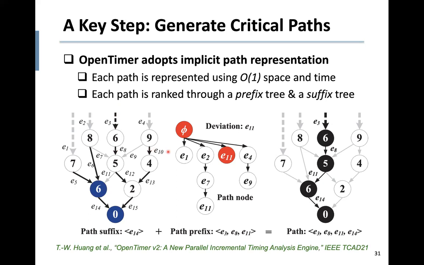More importantly, with this data structure, we can represent each path in just constant space, okay? And that is very, very important for GPU because GPU typically does not have a huge amount of memory. Right now, we are able to use a deviation, an edge, to represent a path, and that can make the design of our GPU algorithm much more efficient. Of course, this algorithm is going to work on an acyclic graph, which is a special property of the circuit graph.